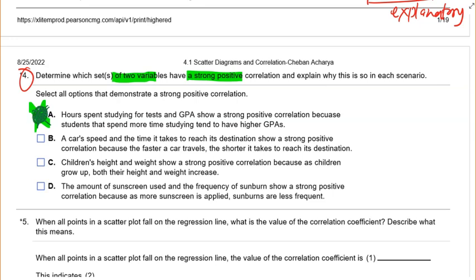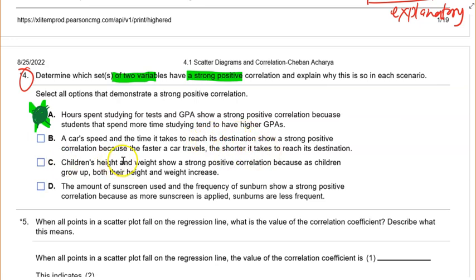A. How about B? The car speed and the time it takes to reach the destination. The claim is a strong positive correlation because the faster the car travels, the shorter the time it takes to reach the destination. Now this is negative, because if the car travels faster, the time is going to be shorter. That means time decreases as the car travels faster. This is not the correct answer. This is pretty much a strong negative.